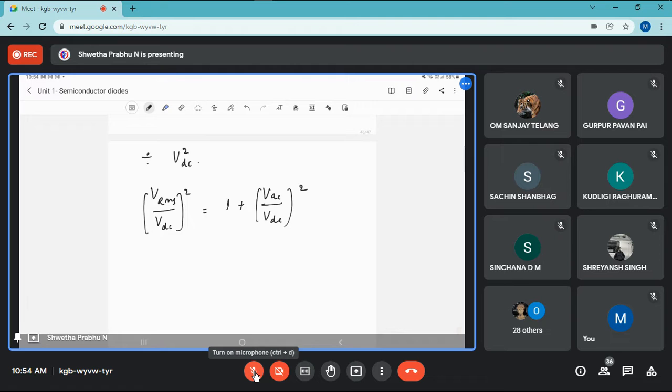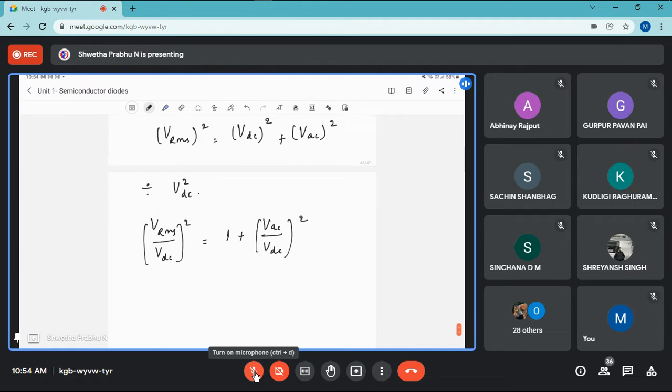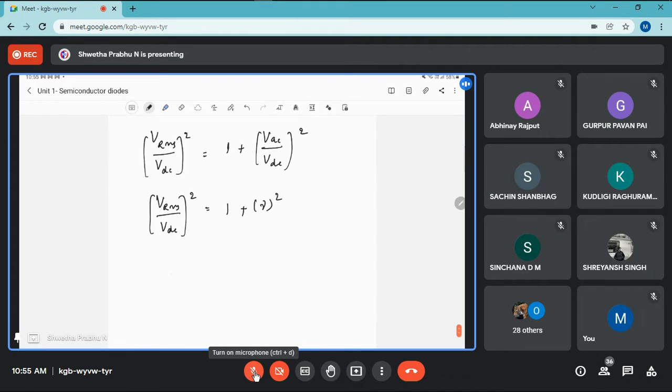Guys, are you understanding? Yes, ma'am. Till this step, is it clear? Yes, ma'am. Okay. So I shall equate VAC by VDC to gamma, so that is gamma square, equal to VRMS by VDC the whole square minus 1. Therefore, gamma is equal to the square root of (VRMS divided by VDC the whole square minus 1).